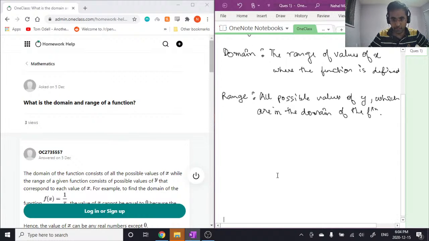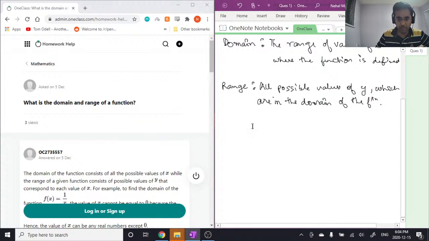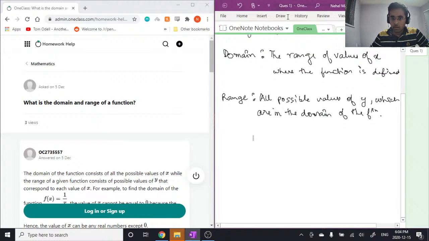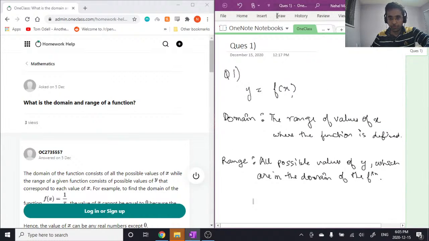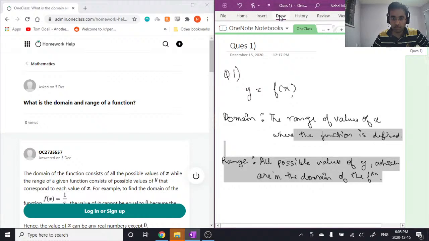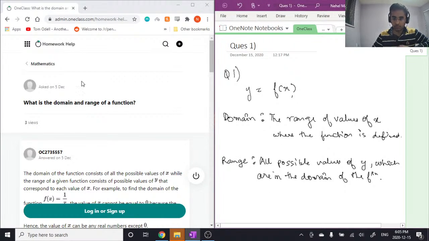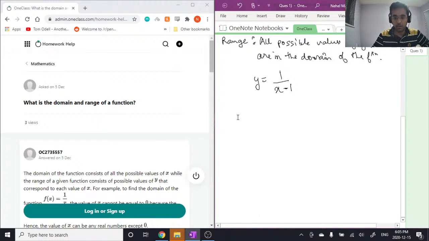Okay, let's look at one quick example. If I had a function, let's say y equals 1 over x minus 1. Now let's compute the domain first. The domain would be all possible values that x can take where the function is defined. So the domain is all possible values of x.